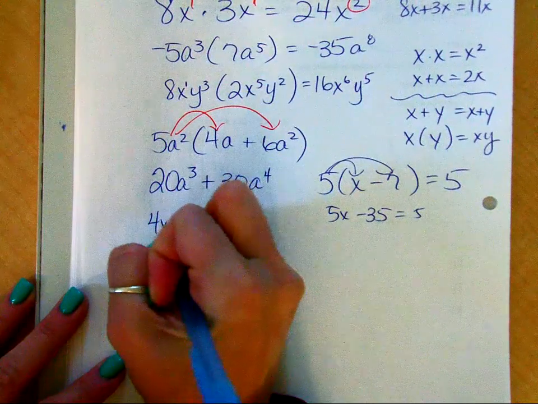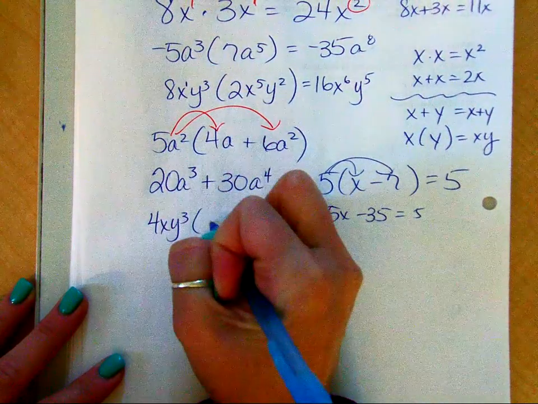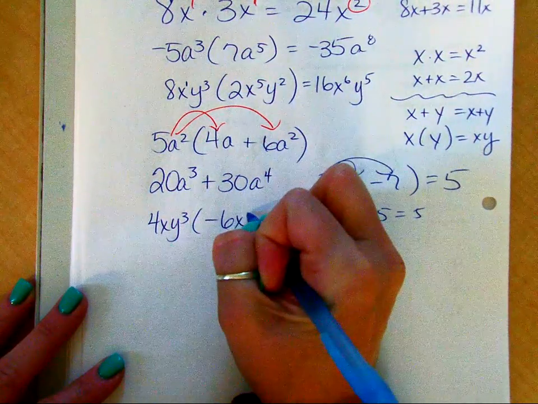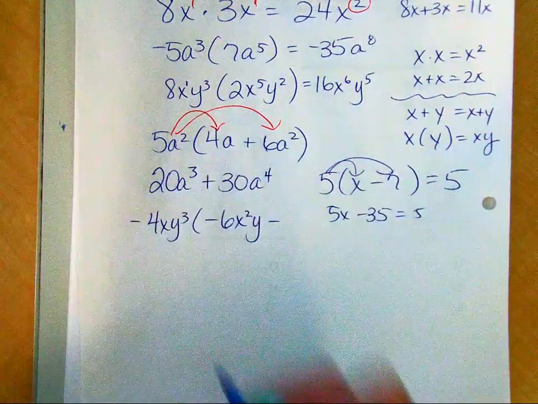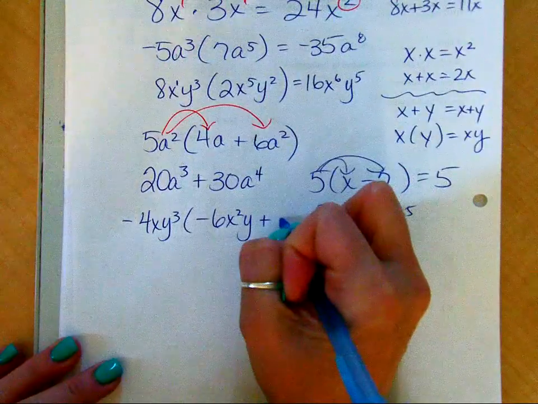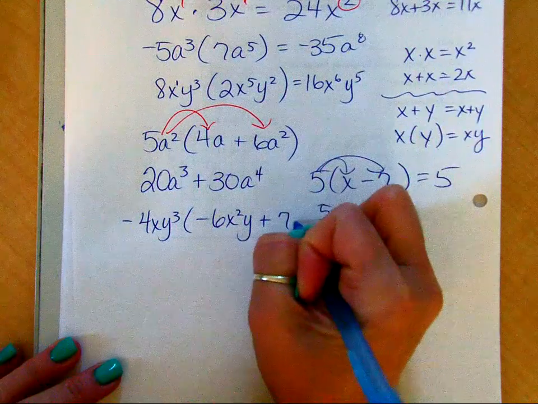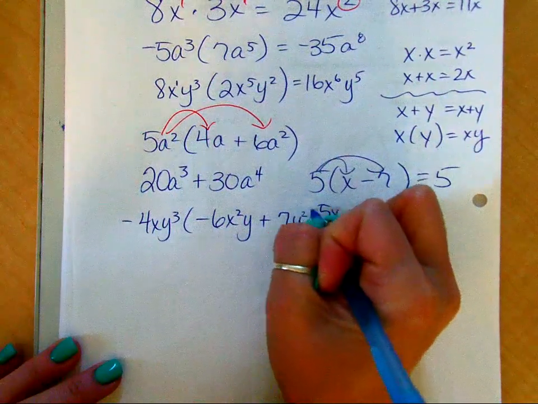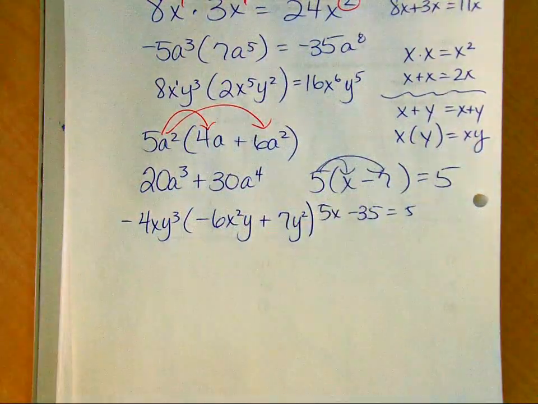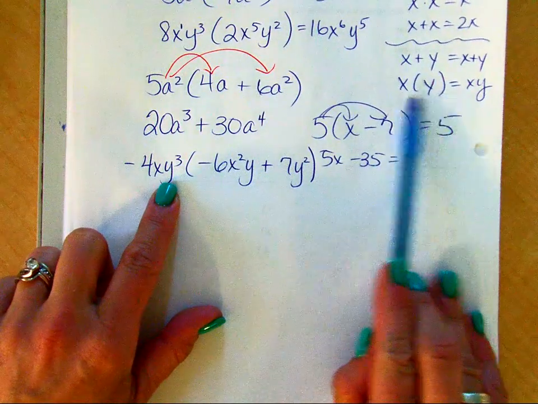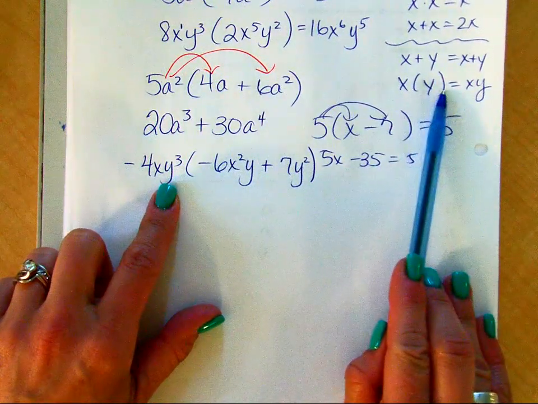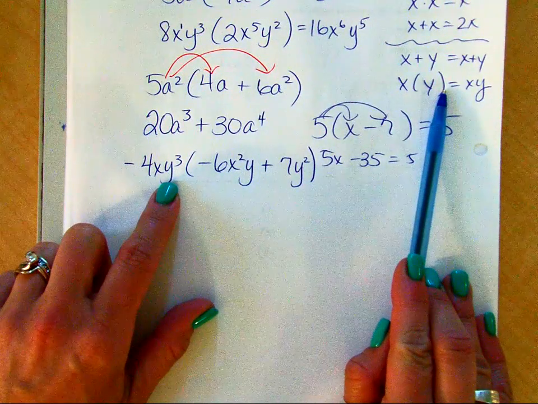Oh, by the way, what if I did 4xy cubed times negative 6x squared y minus, let's distribute a negative. Let's do plus 7y squared. So when I have both an x and a y, remember up here I said multiplication is not that strict. Can you multiply different variables? Absolutely.